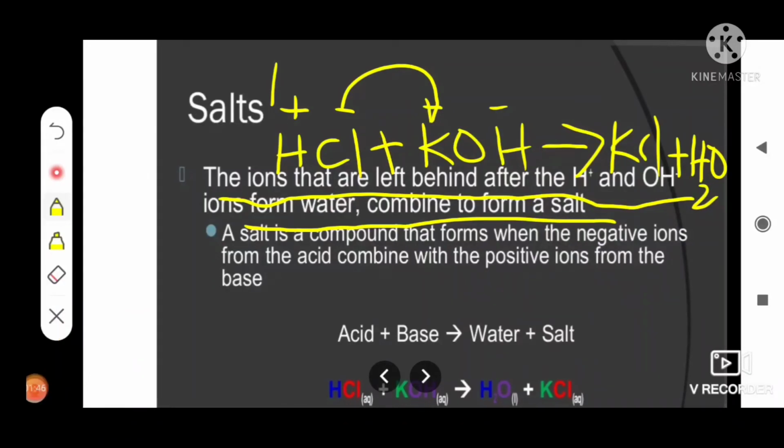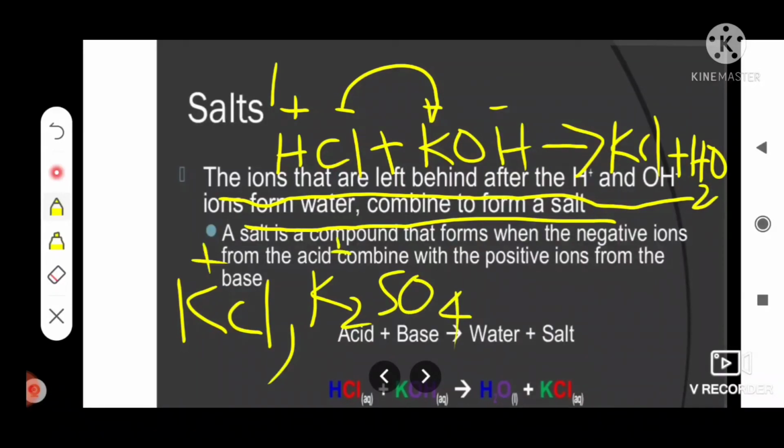The salts having the same positive ion or the same negative ion are said to belong to a family of salts. For example, KCl and K2SO4, that is potassium sulfate. Here KCl and potassium sulfate belong to the same family of salts called potassium salts because they both contain the same positively charged ion, that is the potassium ion.